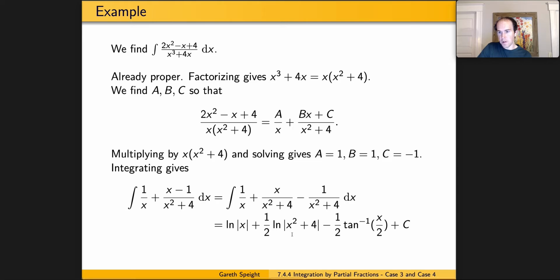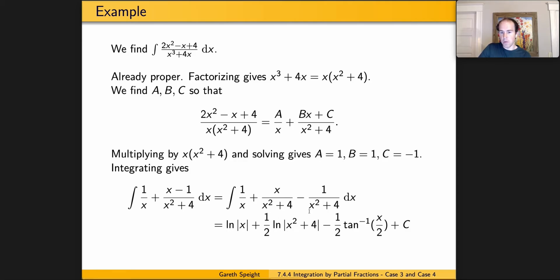For instance, if you want to check by using the chain rule, if you differentiate ln absolute value x squared plus 4, you would get 1 over x squared plus 4 times 2x, which is the derivative of the inside. And then we multiply by the half. That will cancel the 2. We're left with x over x squared plus 4.